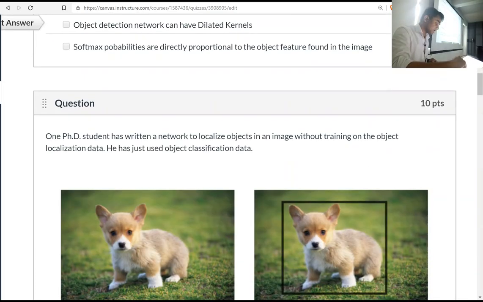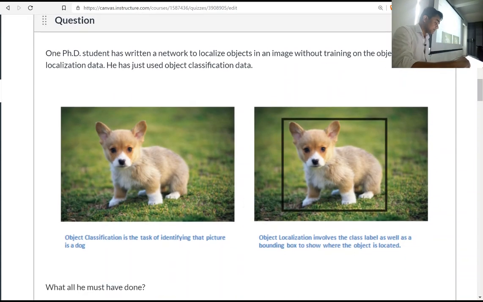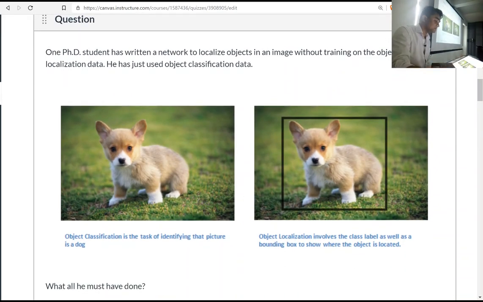Okay. Now, one PhD student has written a network to localize the object in an image without training on the object localization data. He has used the following classification data. Basically, you have only images of dogs, but it does not say exactly where the dog is inside the image.